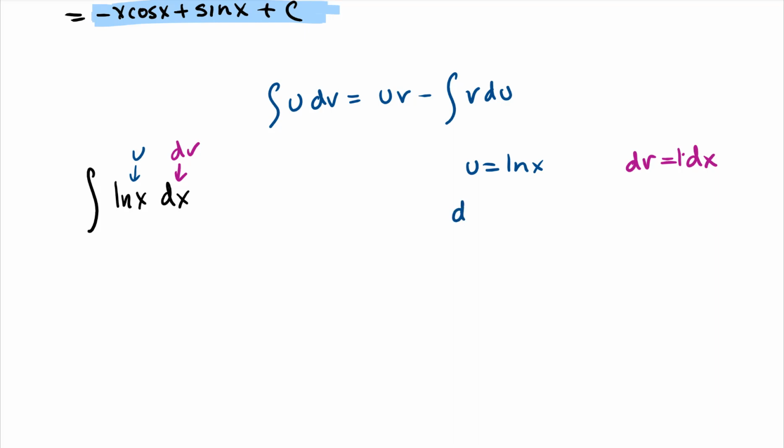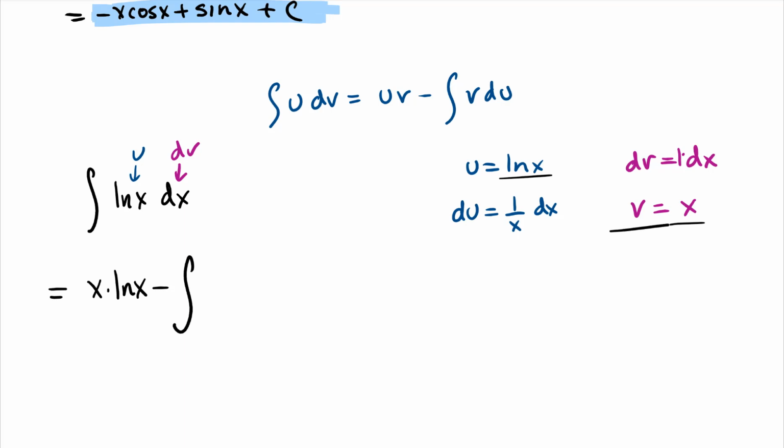Well, let's go get our du. That's just going to be 1 over x, but don't forget we need that dx in there, because anything with the du's and dv's has got to have the dx in them as well. And now we have to find the antiderivative of 1. That's just x. Now let's use our formula. It's going to be u times v, ln of x times x, so x ln of x, minus the integral of v du. So that's going to be x times 1 over x dx.